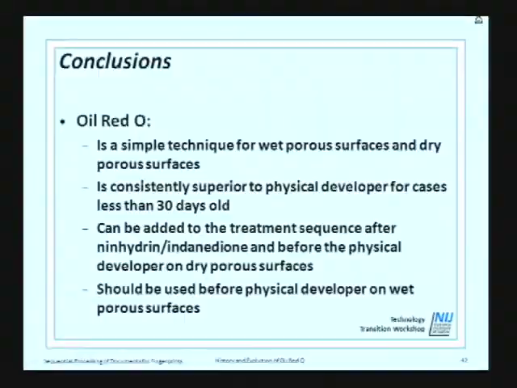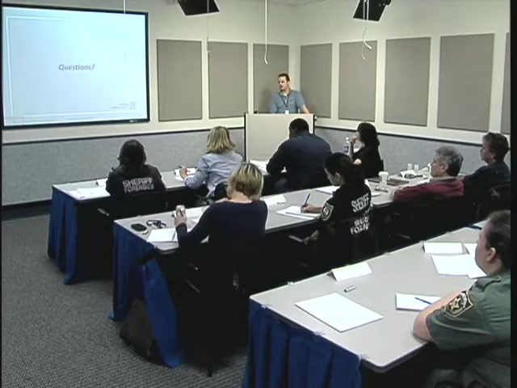So in conclusion, the Oil Red O is a simple technique for wet porous surface and dry porous surface. Consistently superior to physical developer for cases less than 30 days old. Can be added into your treatment sequence after ninhydrin or the indanedione, and before the physical developer on dry porous surface, and before the physical developer only on the wet porous surface. And still working after 30 days. That's important to remember. So I don't know if you got some questions.